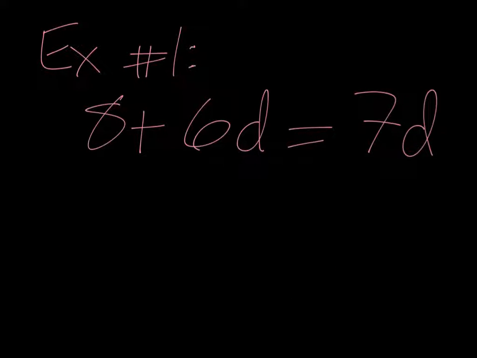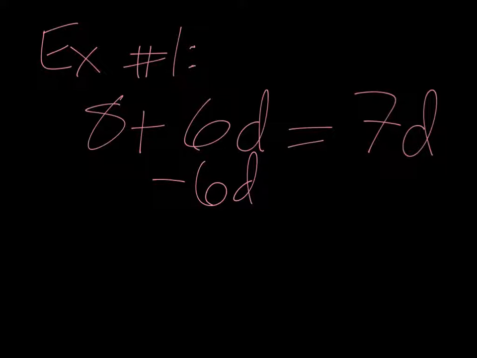Our first example gives us 8 plus 6d is equal to 7d. So really treating these like we have done before, we want to get all of the d numbers on one side of the equal sign and all solo numbers on the other side. If I'm seeing d's on both sides of the equal sign, let's get rid of one of them from one side so that they're only existing on one side of the equal sign. Long story short, let's subtract 6d.